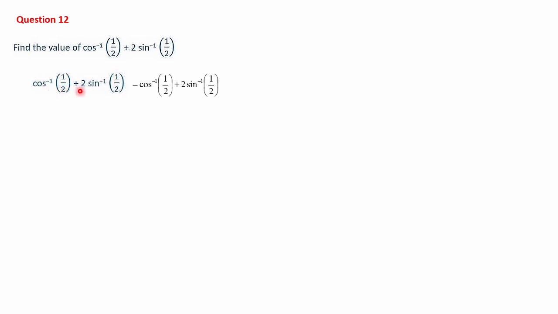Next we shall discuss question number 12. Find the value of cos inverse of 1 by 2 plus 2 sin inverse of 1 by 2. As before, let's take the question, that is cos inverse of 1 by 2 plus 2 sin inverse of 1 by 2 is equal to, here you can see both are positive. So cos inverse 1 by 2 plus 2 sin inverse of 1 by 2 as it is we can write, because there are no negative signs, nothing to change.